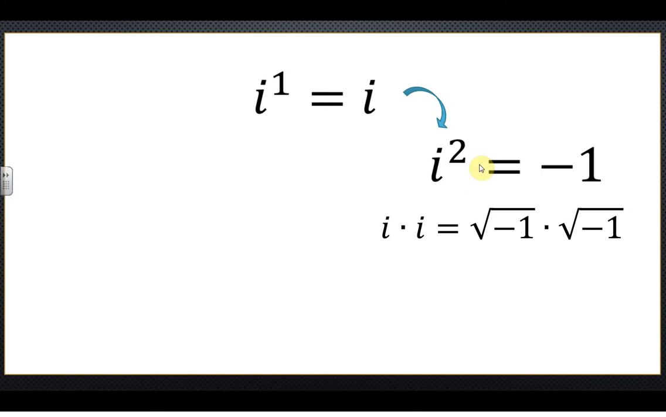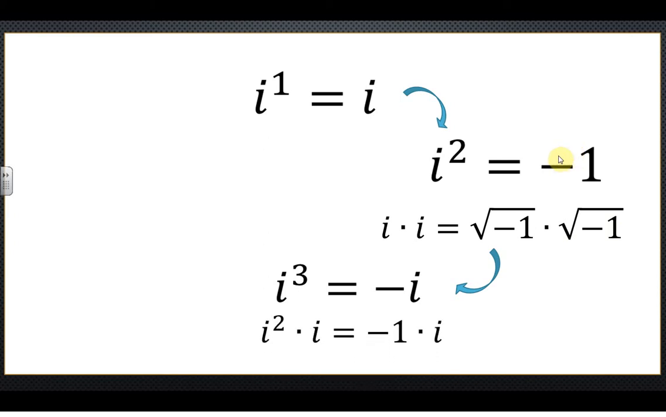i is the square root of -1. So i times itself is the square root of -1 times the square root of -1, which is the square root of +1, which therefore is -1. Whenever you multiply a radical by itself, it's what's underneath the radical. So that stays out. There we go.